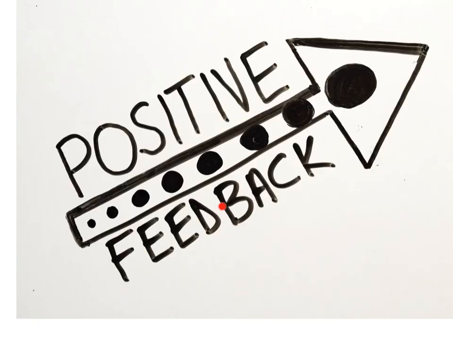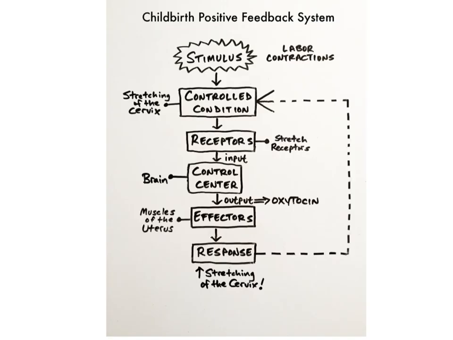Positive feedback systems are the opposite of negative feedback systems in that their responses intensify the strength of the stimulus rather than reverse it. Positive feedback systems are not as common as negative feedback systems, but are incredibly important when they occur and will continue working until they run through completion. A common example of a positive feedback system is childbirth.